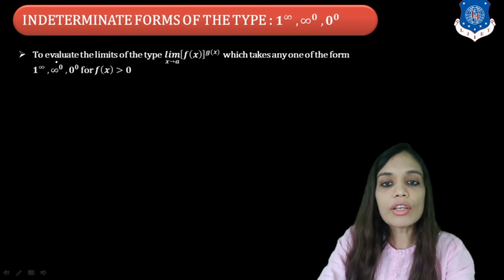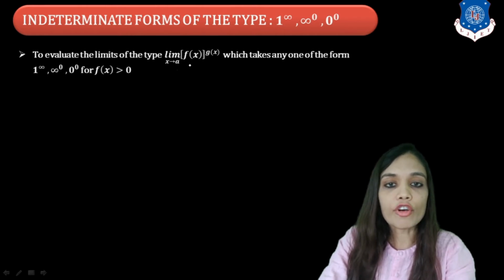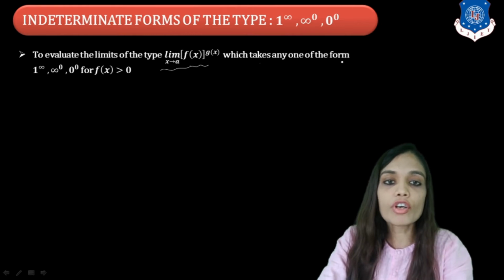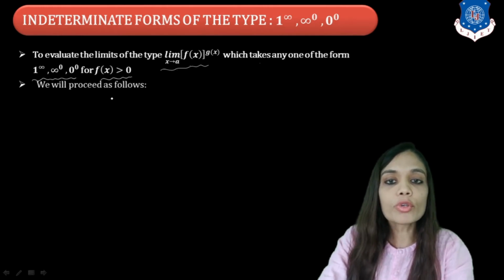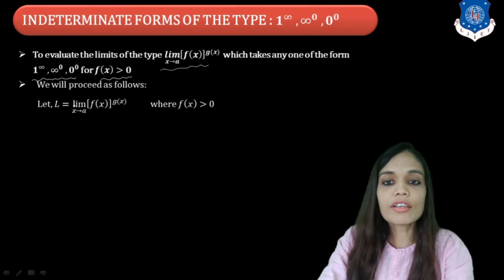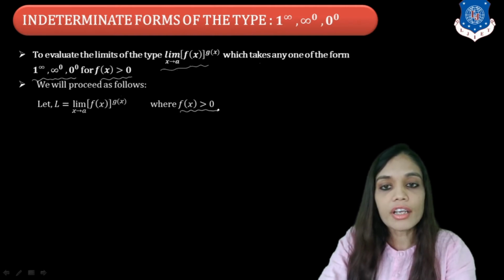So, to evaluate the limits of the type limit x tends to a f of x raised to g of x, which takes any one of the forms, that is 1 raised to infinity, infinity raised to 0 or 0 raised to 0 for f of x greater than 0, we will use the following procedure. So firstly we will assume L is equal to limit x tends to a f of x raised to g of x, where f of x is always greater than 0.